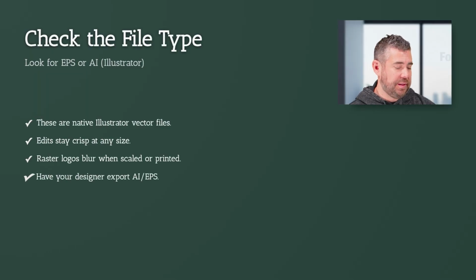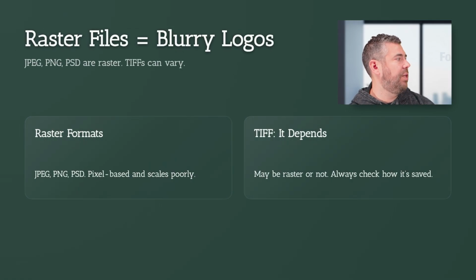If I was messing with a logo, make sure if it says EPS or .ai, you know that's something created in Illustrator, and that's going to be a vector logo. If it's a JPEG or a PNG or even a Photoshop file, you know, TIFFs can go either way sometimes.